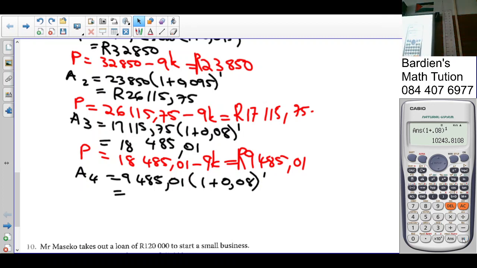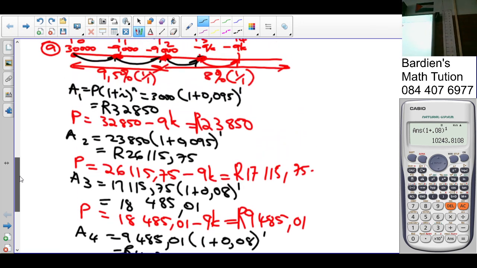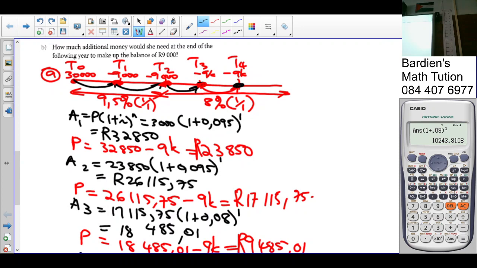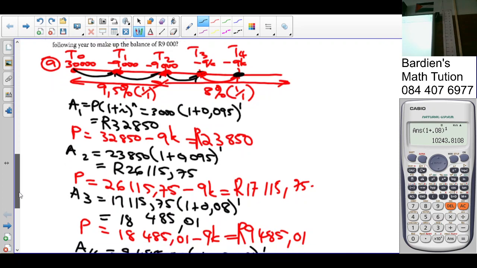Is with 10,000 and 24 rand and 10,243 rand and 81 cents. But what happens now at this point? You draw again a 10. In which year are we now at? 4.